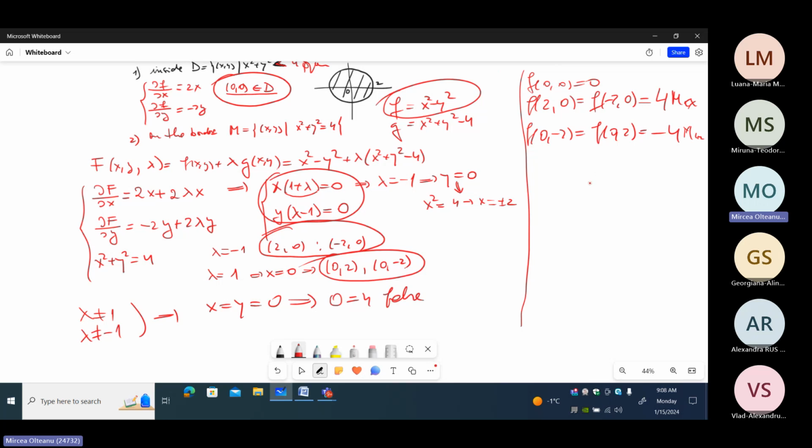So this time, the extreme values are taken on the border. At the point (0, 0), it's not important here, but at the points (2, 0) and (minus 2, 0), f takes its maximum value, while at (0, 2) and (0, minus 2) it takes its minimum value.